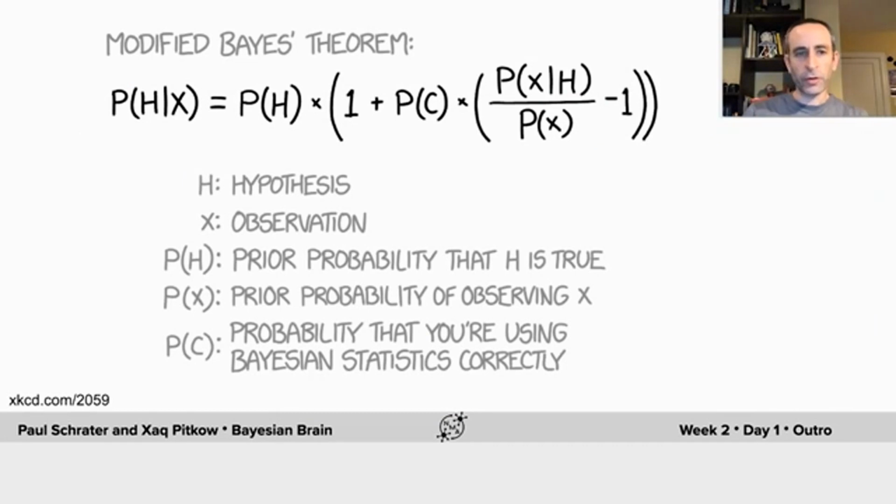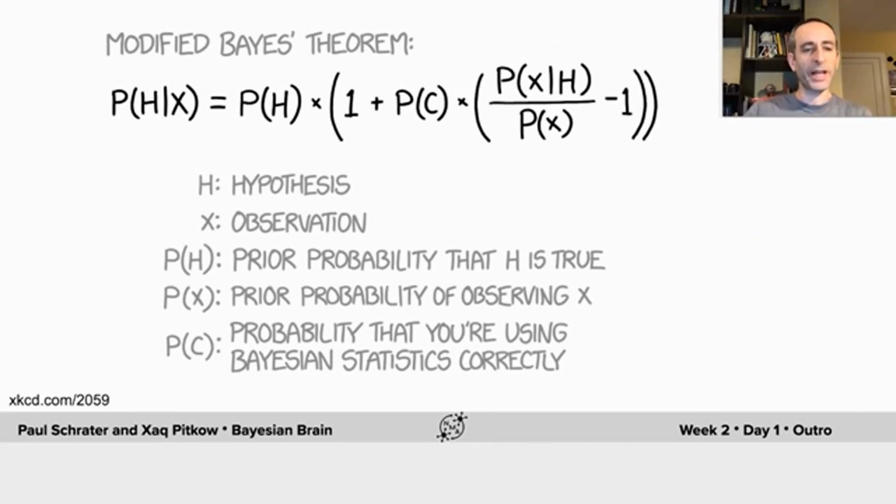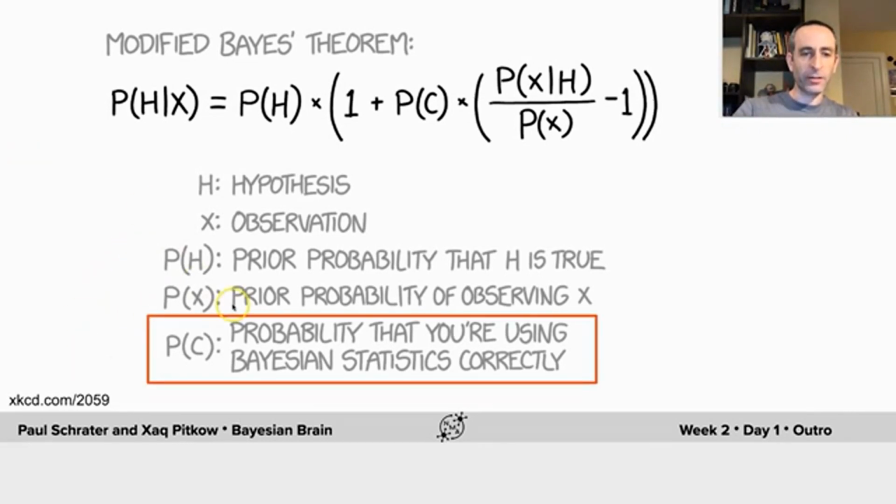Now we've learned a lot about Bayes' theorem, and so hopefully we'll be able to simplify this modified Bayes' theorem presented by XKCD, which shows this formula, including an interesting factor here, the probability that you're using Bayesian statistics correctly. You can see if that goes to 1, then you're going to get the right answer. Hopefully we've increased the probability that you're using Bayesian statistics correctly from these tutorials.